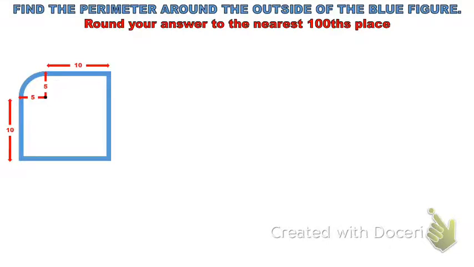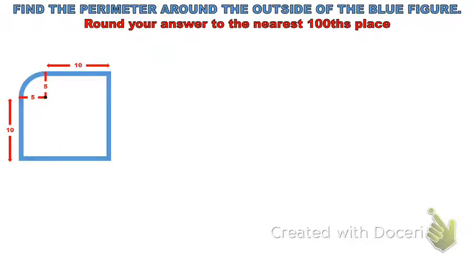The purpose of this video is to help you learn how to find the perimeter of a figure that's made out of straight line segments and arcs. As you're watching the video, please pay special attention to the purpose of pi and how to use pi in your problem, and how to round your answer to the nearest hundredths place.